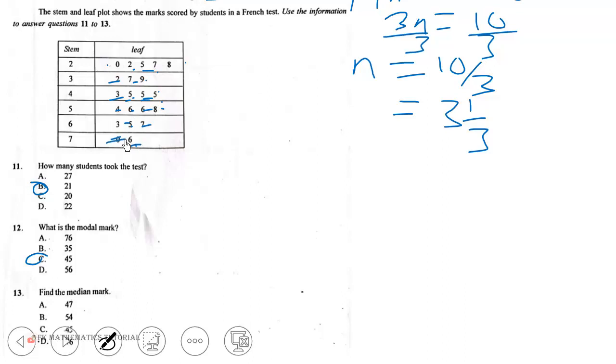So 1, 2, 3, 4, 5, 6, 7, 8, 9, 10. Then 1, 2, 3, 4, 5, 6, 7, 8, 9, 10. So 5, that is 45, is the median mark. Option C, 45, is correct.